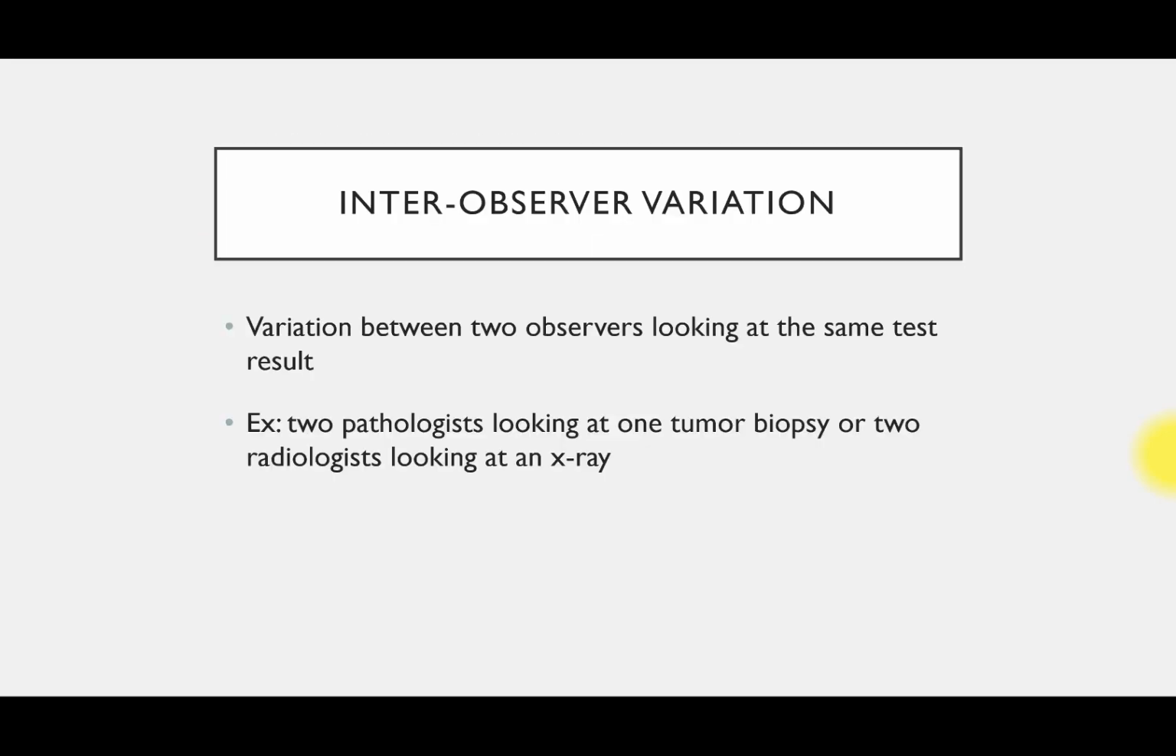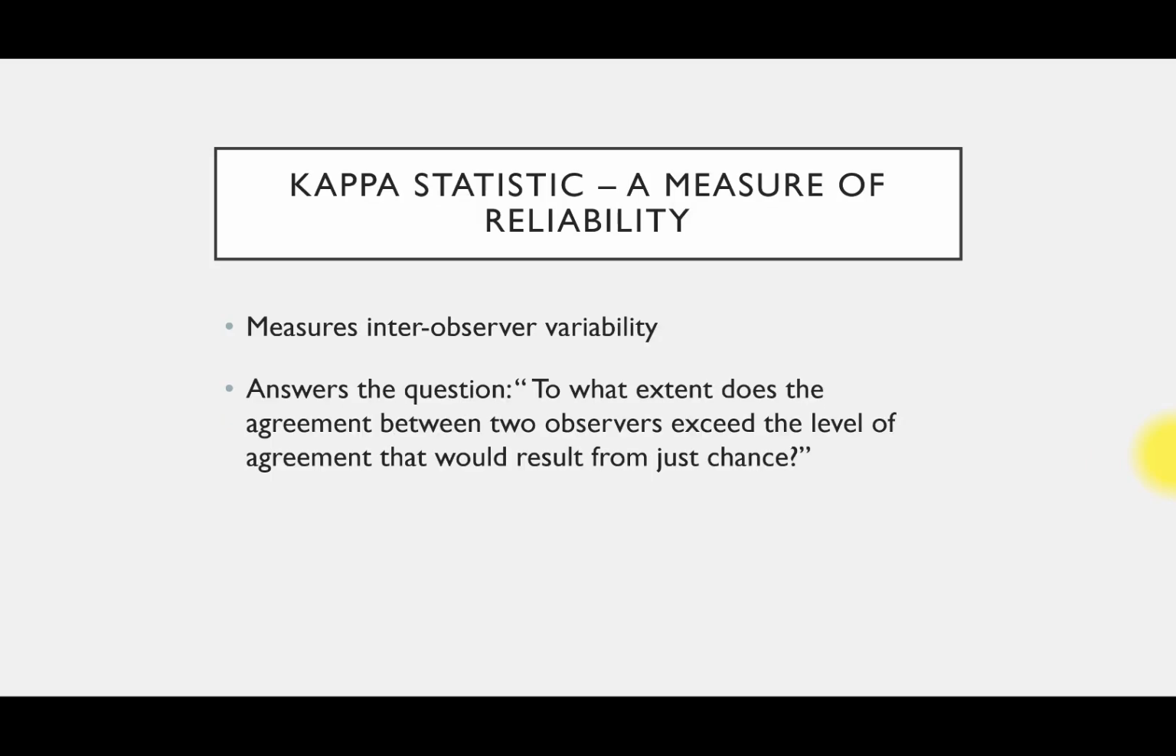Inter-observer variation is probably more frequent. Now we'll have two or more people look at the same test and they do not all agree on what they see. The question is, what percentage of the observers must agree in order for our findings to be considered reliable? Kappa statistics is a measure of reliability. It answers the question: to what extent does the agreement between two observers exceed the level of agreement that would result from chance alone?